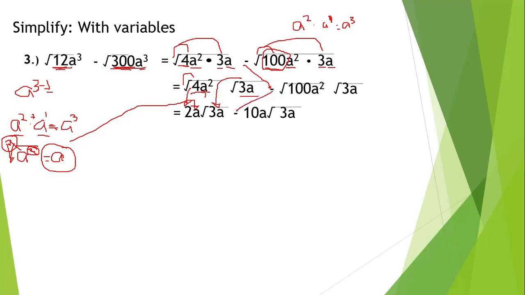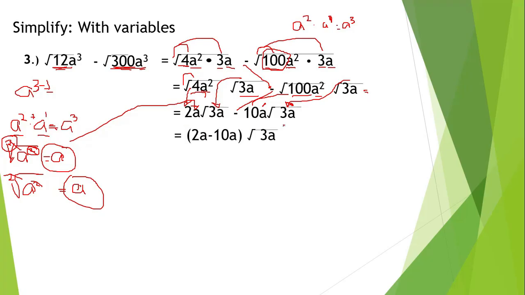Next, bring down the sign. Then find the square root of 100. The square root of 100 is 10. Then the square root of a squared, cancel, and this is what remains. Next, bring down the square root of 3a. Why can't square root of 3a be simplified? Just because, as I said before, square root of 3a is already in the simplest form.